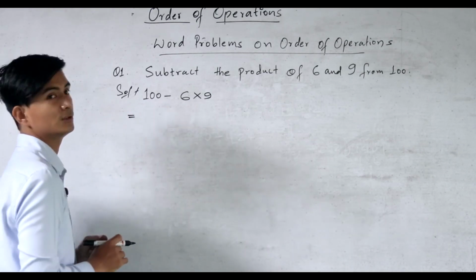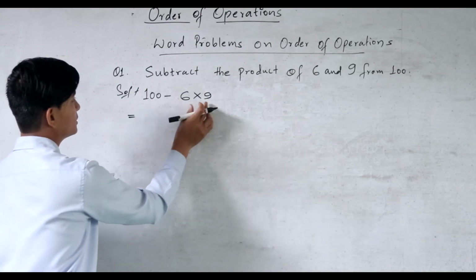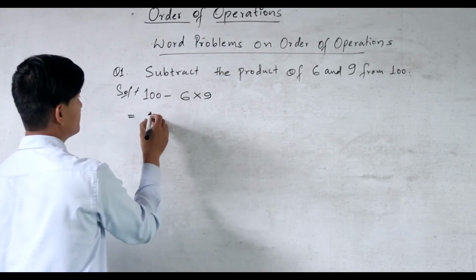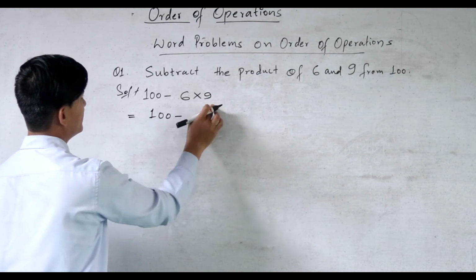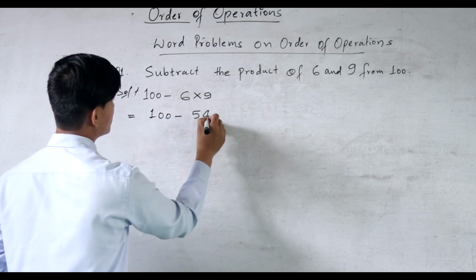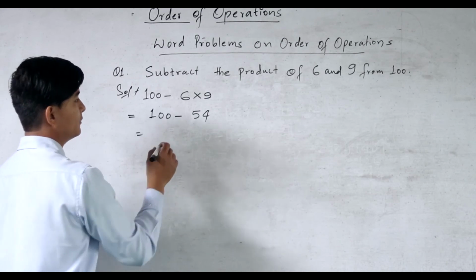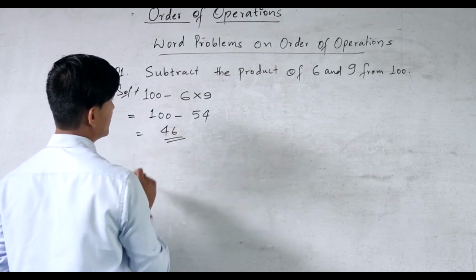So here also we need to follow the DMAS rule. So first what we have to do, we have to multiply, right? So 100 minus 6 nines are, it will be 54. Okay, so if you minus it, we will get 46 as our answer.